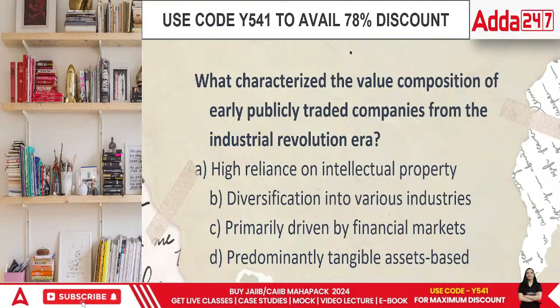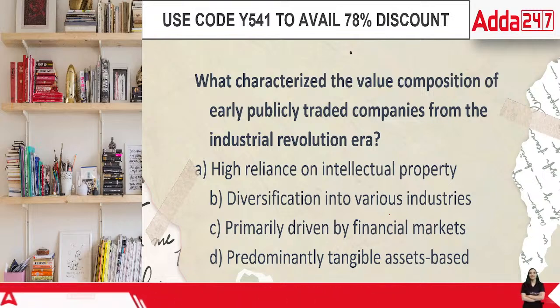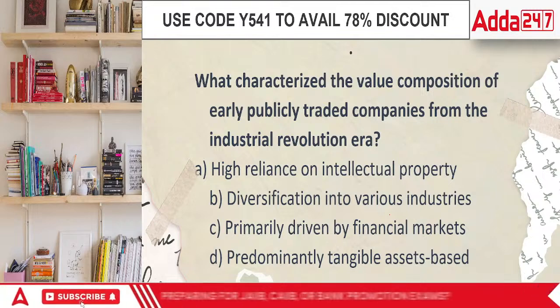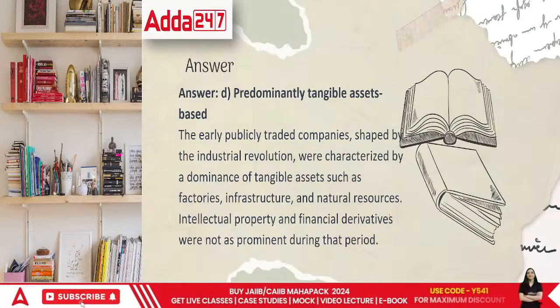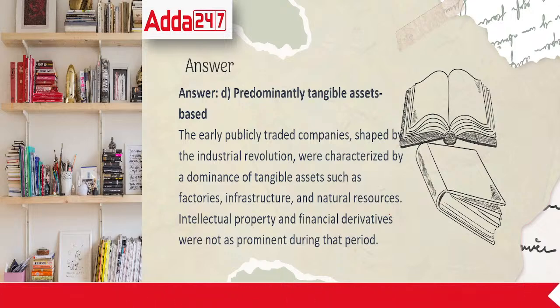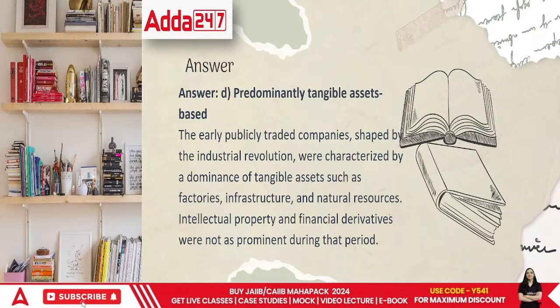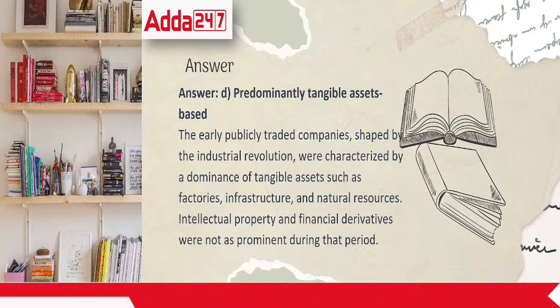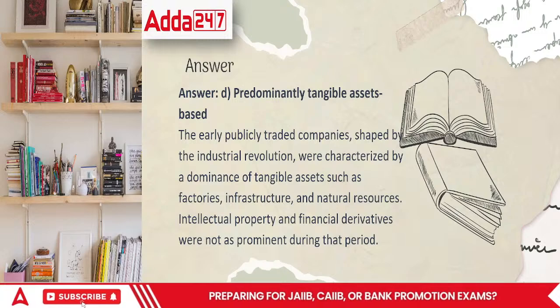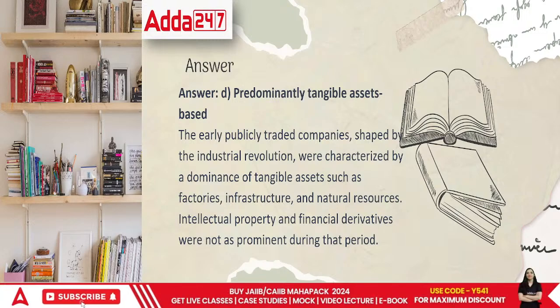But when you talk about the industrial revolution era, one of the biggest things that was driven was predominantly tangible-asset based. At that point of time, things such as factories, infrastructure, and natural resources had more value. Intellectual property and financial derivatives were not as prominent. Now they've got a lot of importance in the market, but right when it all started, they were not a part of it.